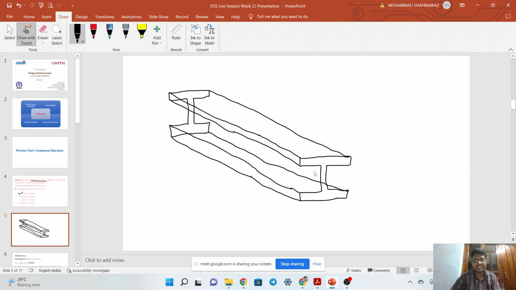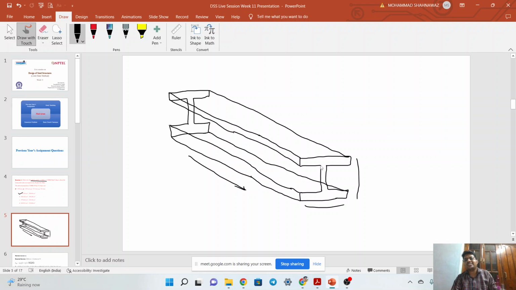So it will look something like this, okay? This is the I section. The web buckling. See, this is its longitudinal direction, okay, and these dimensions are its lateral dimensions, okay. So along its longitudinal axis we are not considering its buckling. See, buckling is in its transverse plane, okay. So this is the transverse plane.